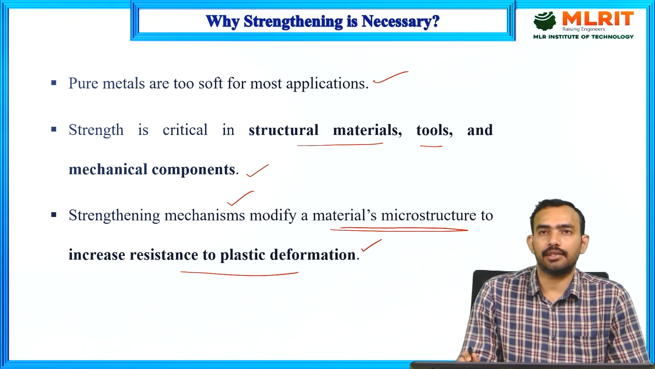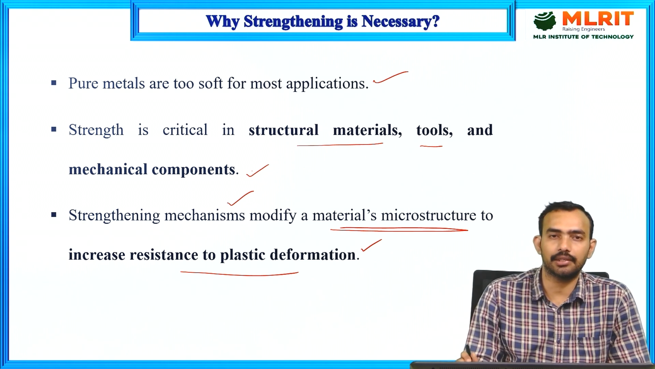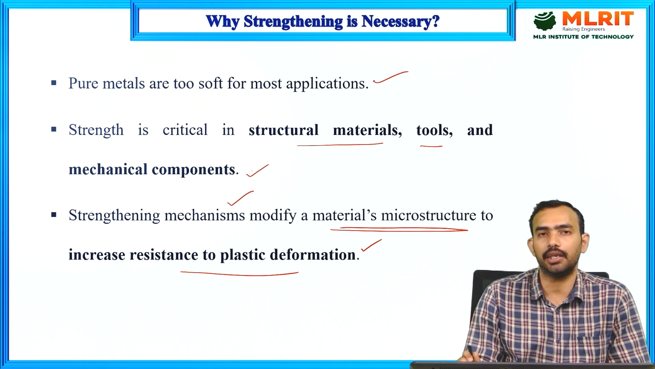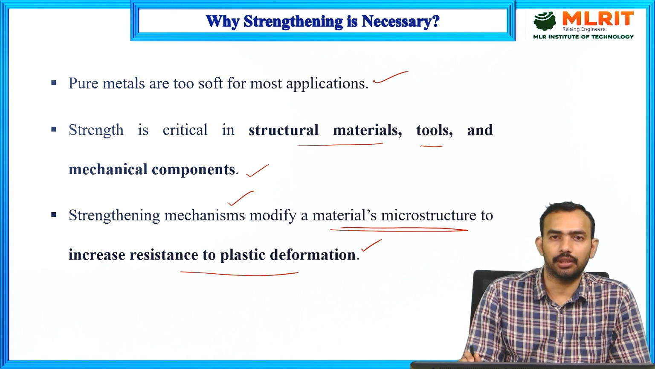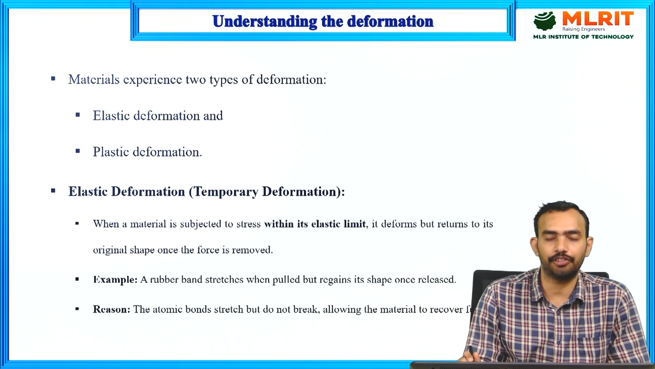So why is strengthening necessary? Basically, pure metals are considered soft in nature and they find very limited engineering applications. And so strengthening is critical for all metals for engineering applications.